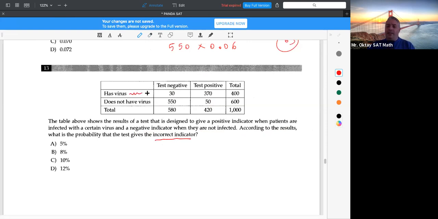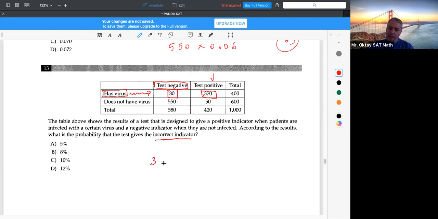So one more time. Has virus, test is positive. That means it's okay, there is no problem. Let's talk about this one. Test positive means that this one is right. I mean, it's okay. Test negative means normally it should be having the virus, but normally they don't have virus. So we call this test negative. So we are talking about the incorrect indicator.